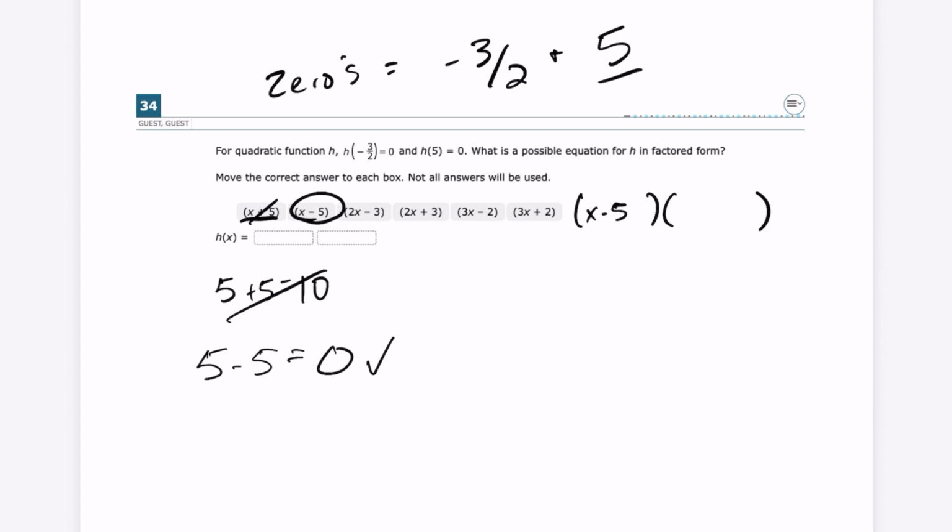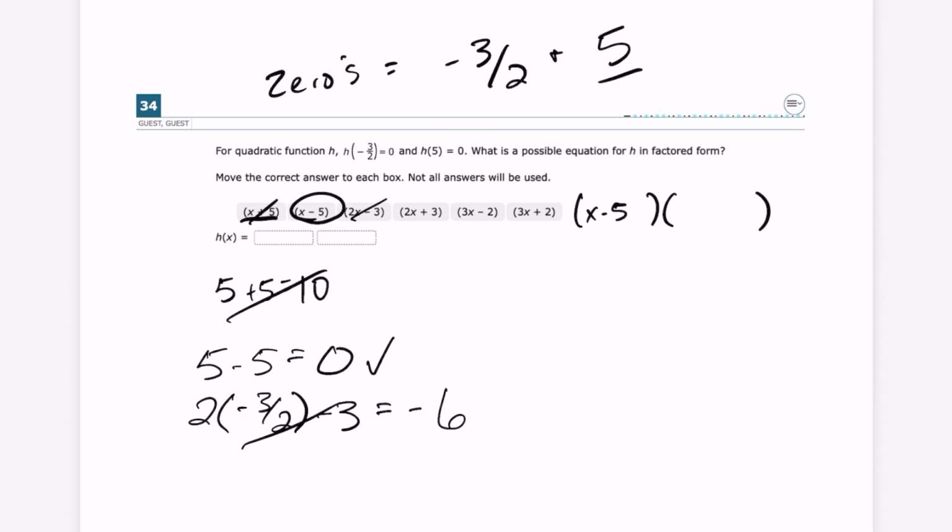So now let's look at negative 3 over 2. So this one's a little bit more tricky, but if we plug that in for our next answer choice of 2x minus 3, we would get 2 times parentheses, negative 3 over 2 minus 3. And if you put that into your calculator, you would get negative 6. All right, which is obviously not 0.